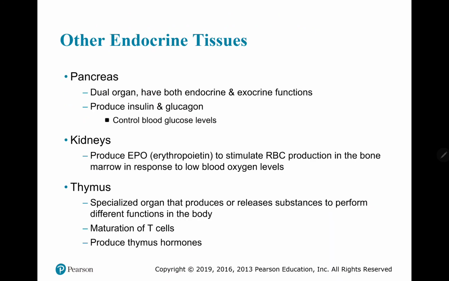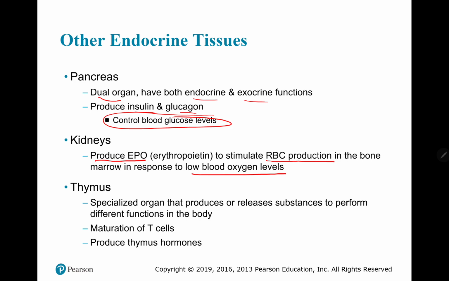Now, there are some other endocrine tissues or other organs that have endocrine functions. So remember the pancreas is a dual organ, so it has both endocrine and exocrine functions. But the pancreas is able to produce insulin and glucagon, and of course they're going to control blood glucose levels. The kidneys, remember, will produce EPO or erythropoietin to stimulate red blood cell production in bone marrow, and this is going to be in response to low blood oxygen levels.